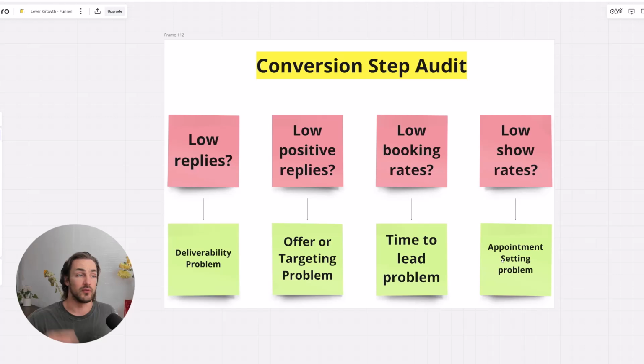So these are the main things that you need to do to fix your campaigns. Look at your replies, your positive replies, your booking rates, and your show rates. And if you have all of those dialed in, you will surely be at a lead to meeting ratio of at least 1 to 1,000 and even better.